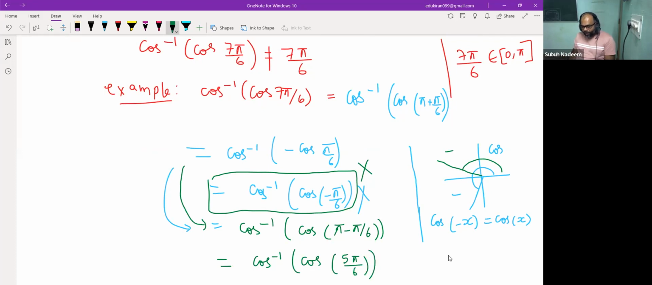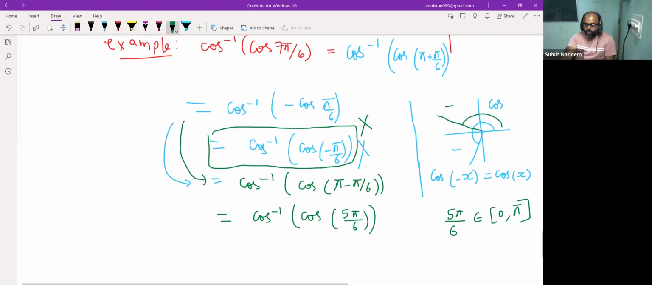Now 5 pi by 6 actually lies between 0 to pi. 7 pi by 6 was not lying between 0 to pi. But the value of cos 7 pi by 6 is also minus cos pi by 6 and cos 5 pi by 6 is also cos pi by 6. So what we have done by some manipulation, we have come to the conclusion that this is in the principal value range of cos. So cos inverse and cos will cancel and you will get 5 pi by 6 as your answer.